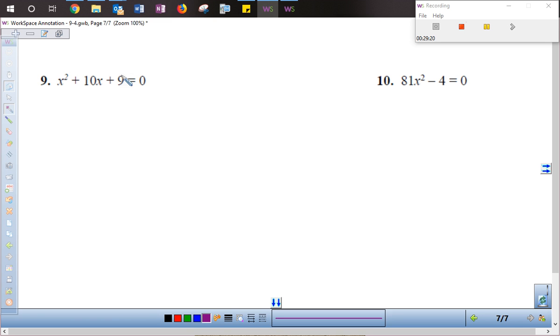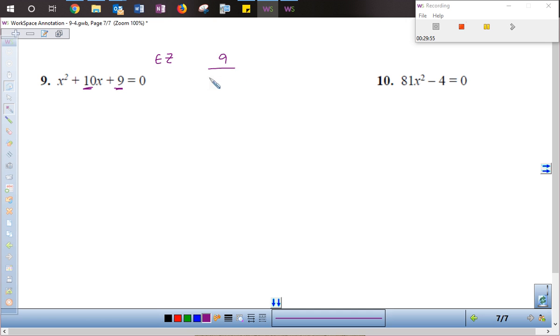Next thing I need to ask is how many terms are there? Well, I have 1, 2, 3 terms. So now I need to look at my a value. Since my a value here is 1, that means we are going to easy factor. Now just a reminder, easy factoring is only finding the factors of your c value that add together to be your b value.